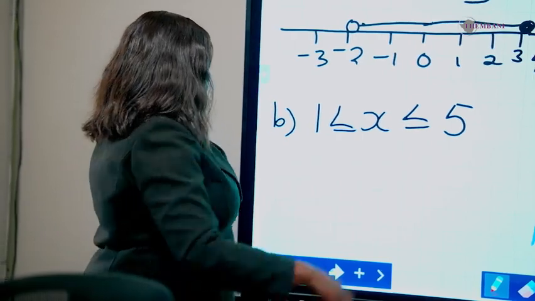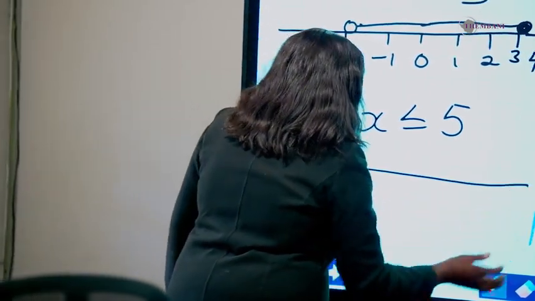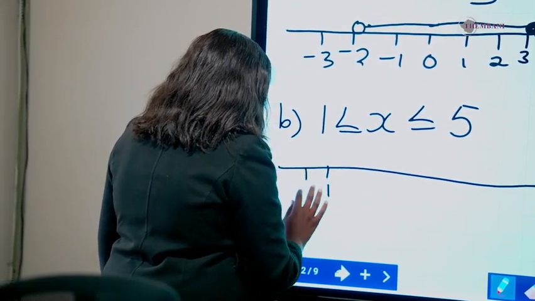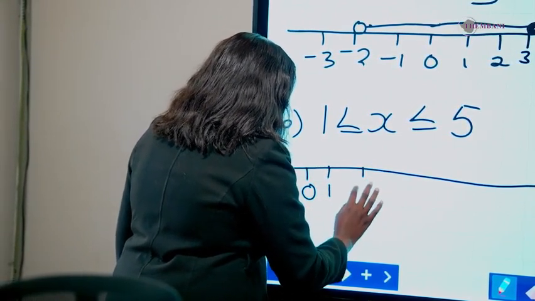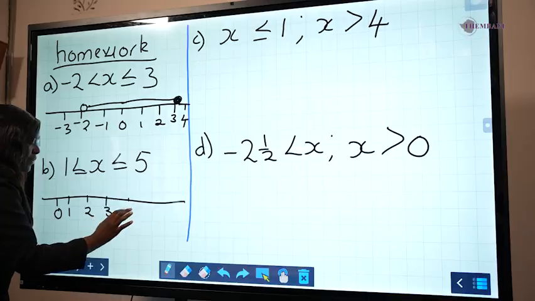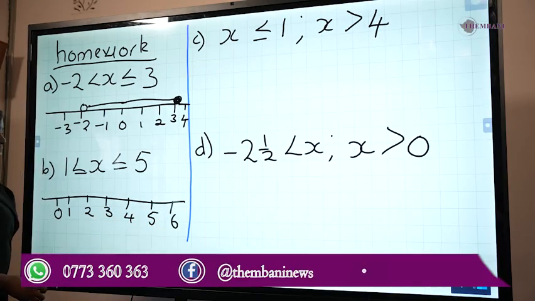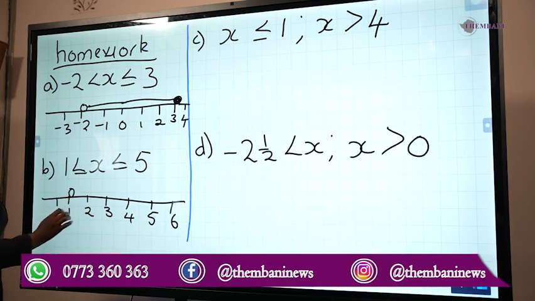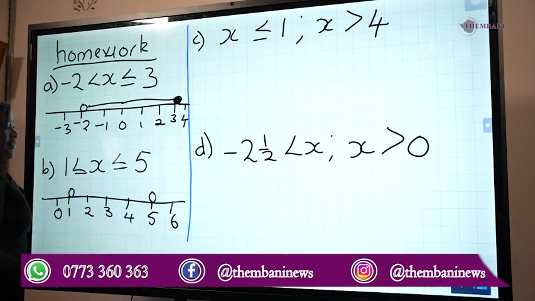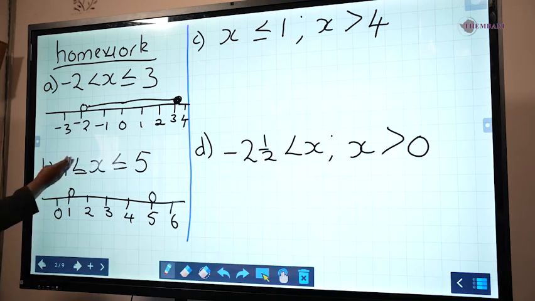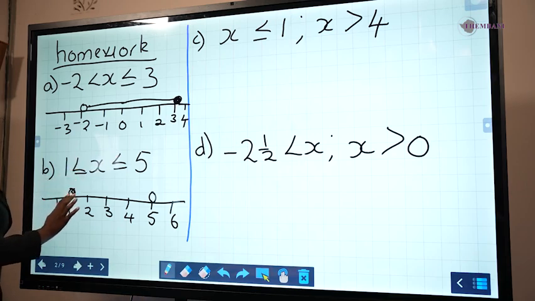Then we want to focus on the second question where our focus numbers are 1 and 5. So I have my 1 here. I also have a 0. I have a 2, 3, 4, 5. And I'm also going to write a 6. So my focus number is 1 and the other focus number is 5. In this case, I'm going to shade on both 1 and 5 because of this or equal to and or equal to. So I'm shading both the numbers.